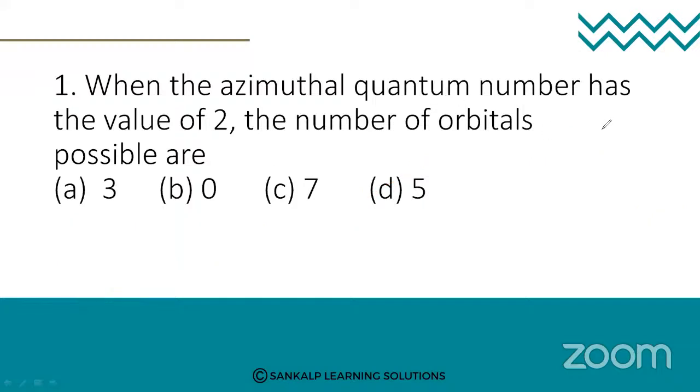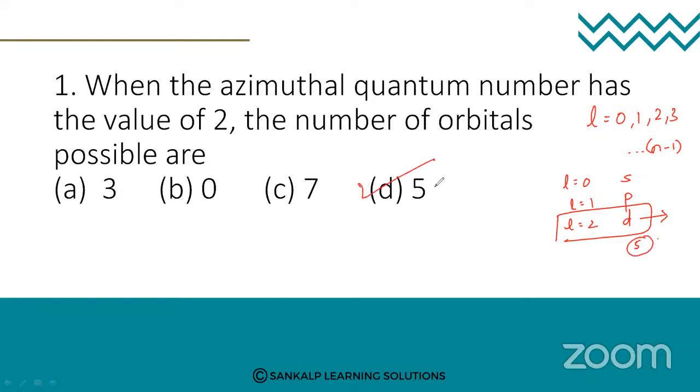So the value of l starts from 0, 1, 2, 3 up to n minus 1. When l equals 0, it is s; l equals 1 is p; l equals 2 is d. So in the d subshell, the number of orbitals is 5. So it is D.